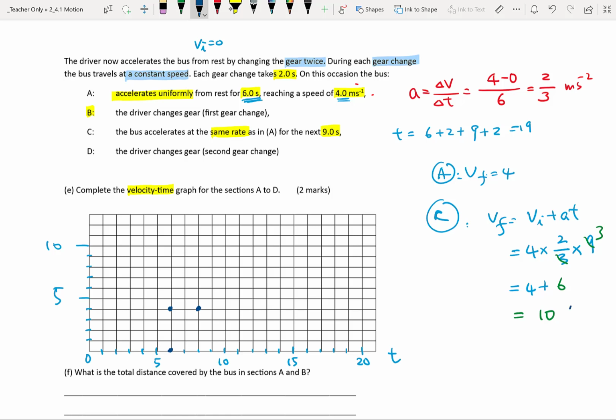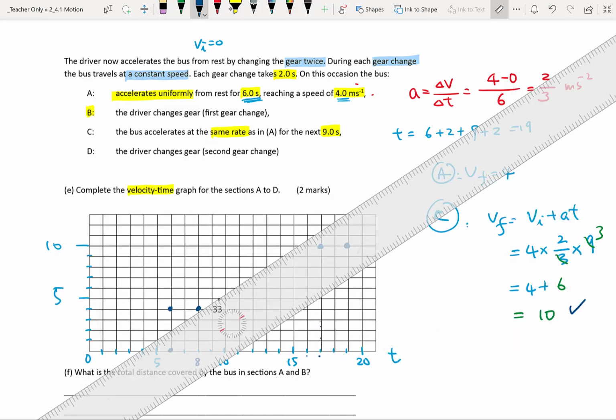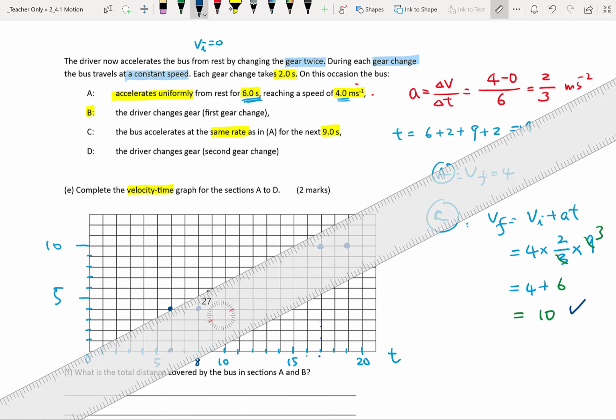Okay, and then they use the same speed. They travel to 10 from 8, and 9 seconds will be 17, 16, 17 is here. So 17 to 10 is here. Okay, same acceleration rate, so the gradient will be the same. And then they change gears again, D will be there. Okay, so if we use a ruler, we can have our diagram.